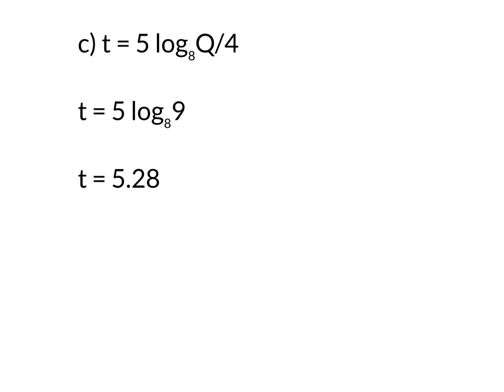So to answer the last part of the question, where q was equal to 36, we get t equals 5 log base 8 of 9, and for that you can use change of base, so 5 times log of 9 over log of 8, and that gets you 5.28.